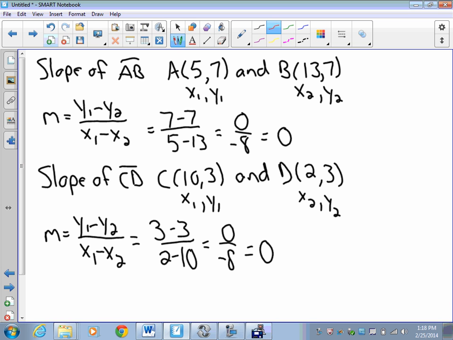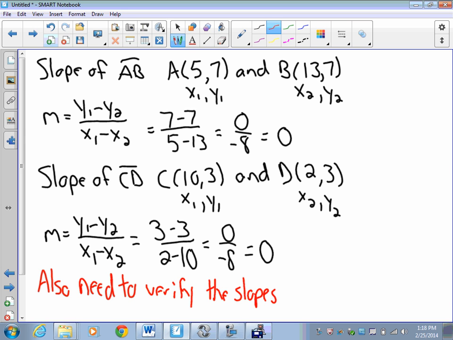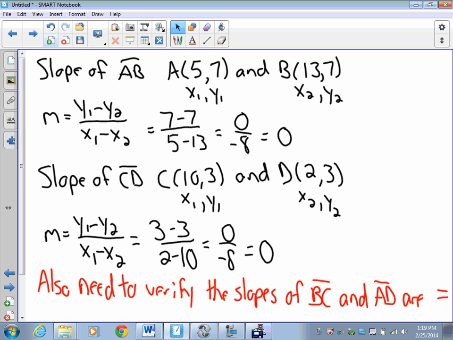I'm not going to do this, but this is what you would need to do to finish solving this. Also need to verify the slopes of BC and AD are equal. So you need to verify that those slopes are equal in order to prove that it's a parallelogram using the slope formula.